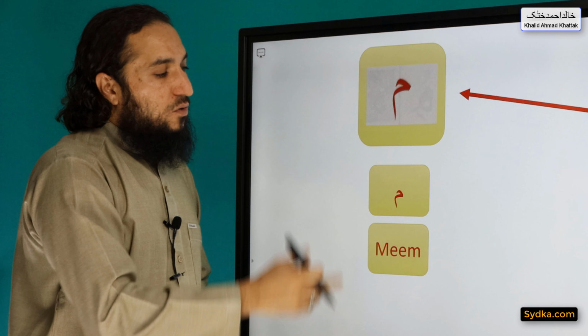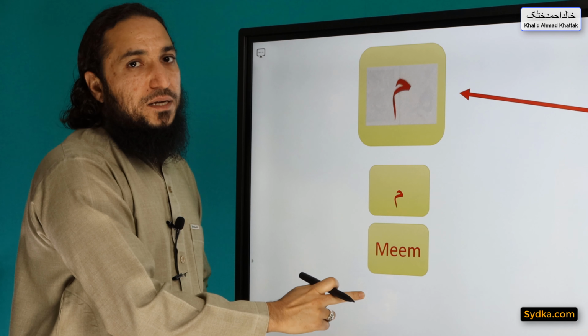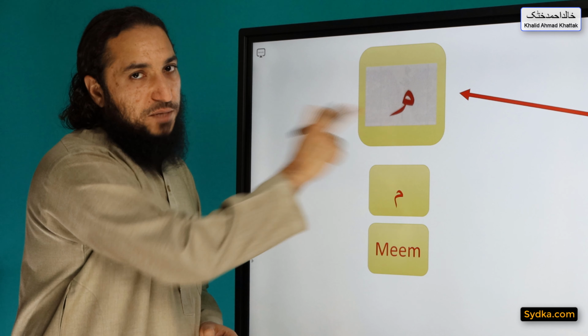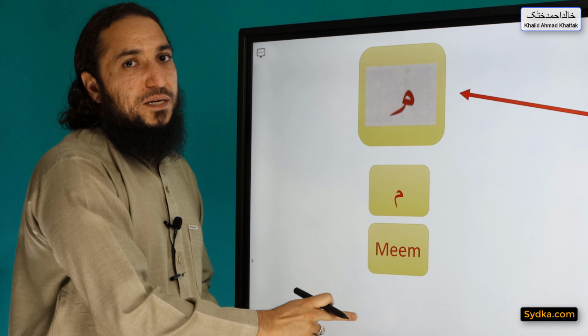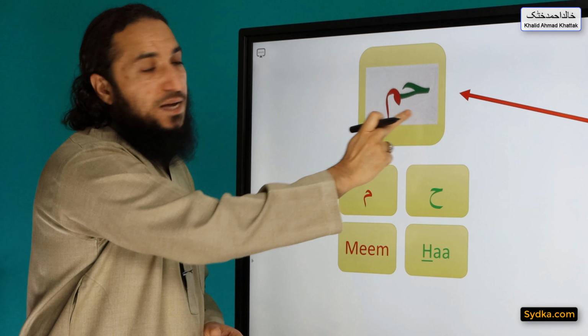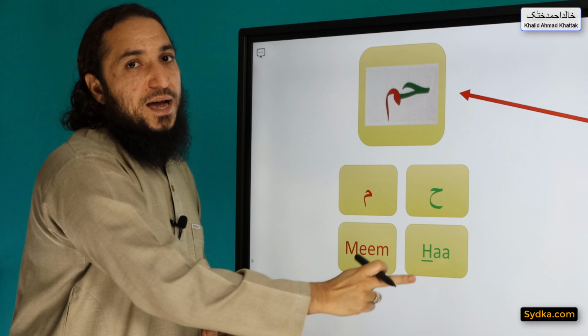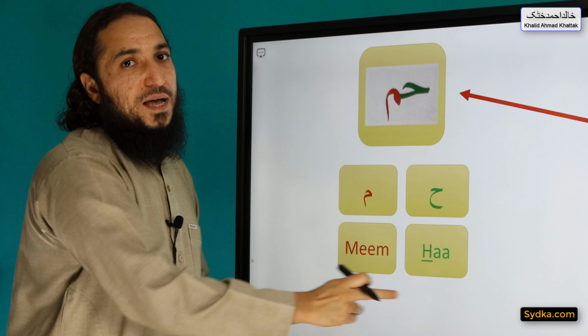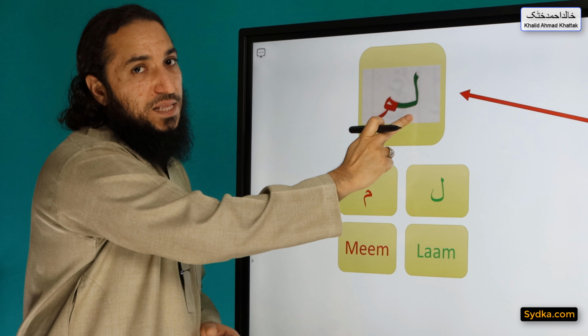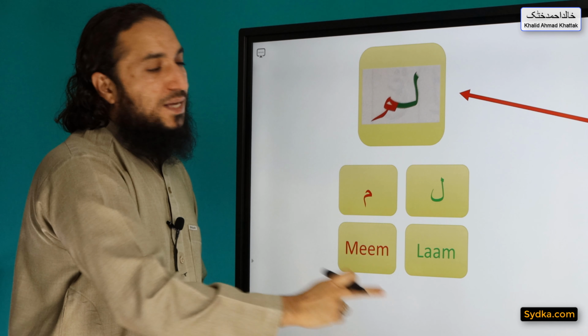And this is Mim on its own. Mim. As another way of writing Mim. Mim. The first letter is Ha, the second is Mim. Ha, Mim. The first letter is Lam, the second one is Mim.